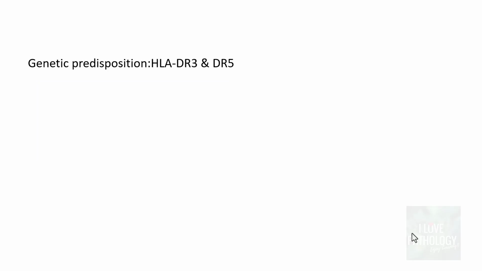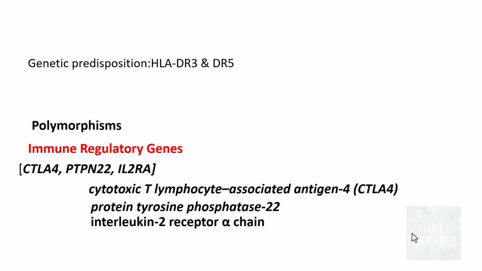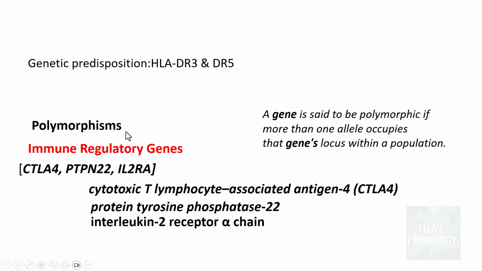The most important one being people with HLA-DR3 and DR5 are the ones who are genetically predisposed to Hashimoto thyroiditis. The second important one is polymorphisms of immune regulatory genes. So when I say polymorphism, it means a gene is said to be polymorphic if there is more than one allele which occupies that gene's locus within a population. That is what is referred to as polymorphism.